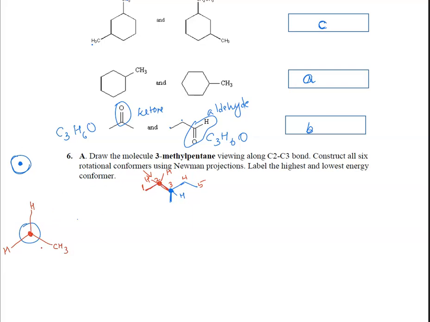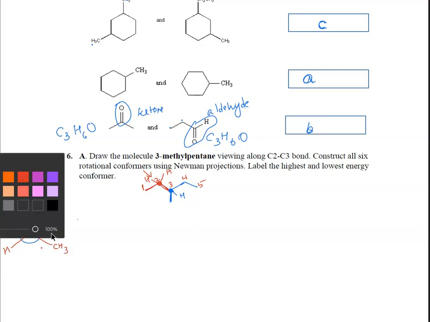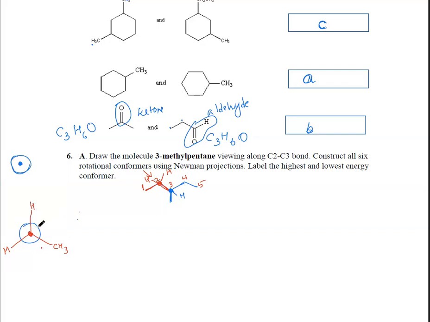Then at the back carbon atom, the blue one, I have an ethyl group, which I can write as Et to stop any crowding. And then I have a methyl group, which again I can write as Me for methyl. Me stands for methyl, and Et stands for ethyl. So I have an ethyl group, a methyl group, and a hydrogen.